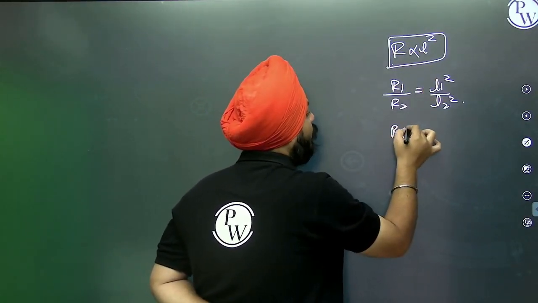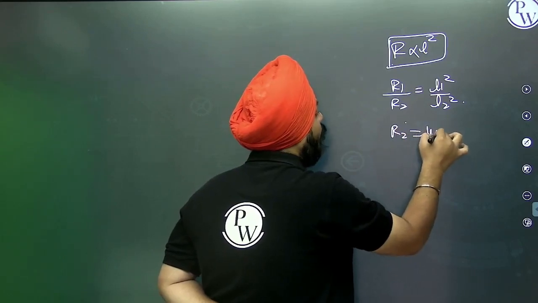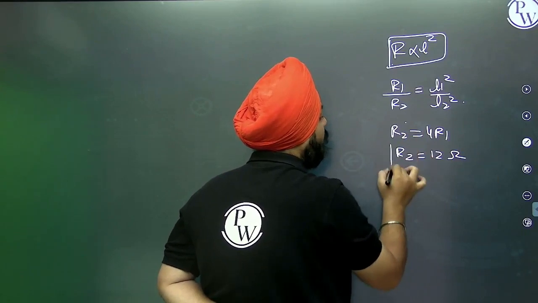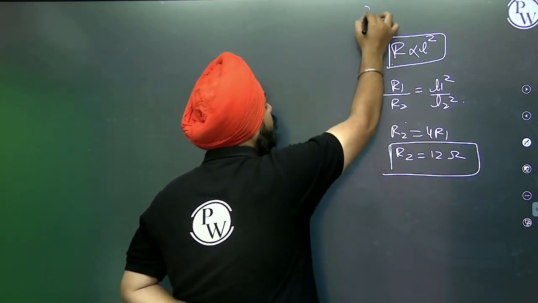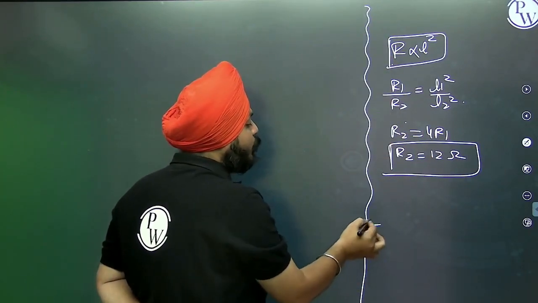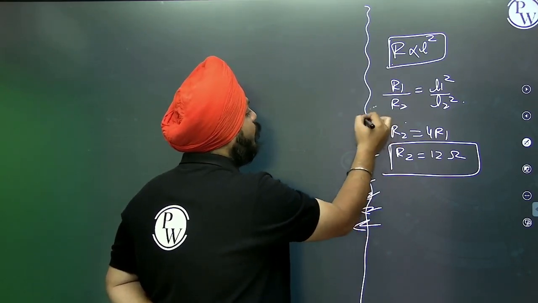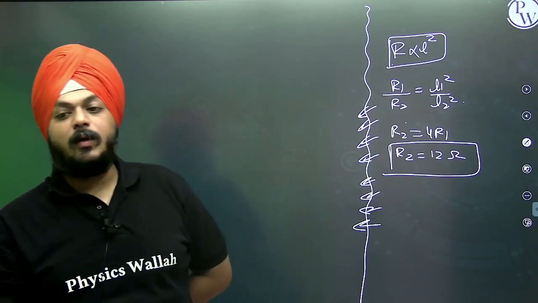So R2, you are going to get as 4 of R1. R1 is 3 ohm, so R2 you are going to get as 12 ohm. Okay, the resistance of the new wire, we are going to get as 12 ohm.